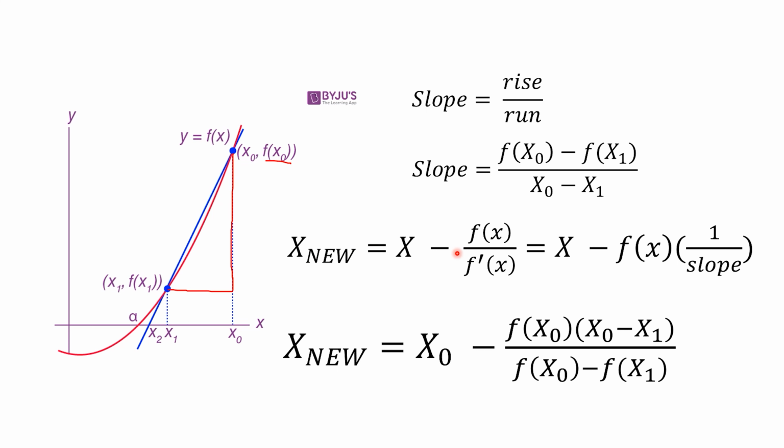From Newton-Raphson, we have x new is equal to x minus f of x over f prime of x, where we replace f prime of x, as we know that f prime of x is equal to the slope. So the final formula for this secant method is x new is equal to x sub 0 minus f of x sub 0 times x sub 0 minus x sub 1, all over f of x sub 0 minus f of x sub 1.